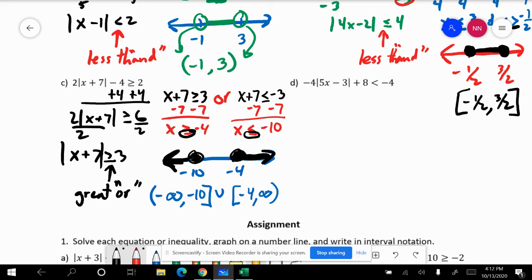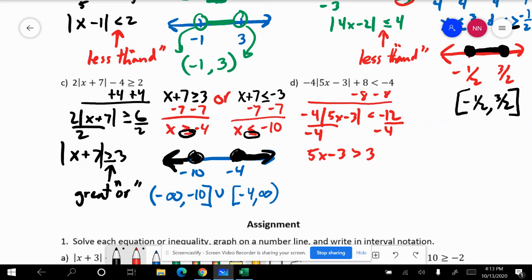Now, looking at our last one, our first step is we're going to subtract the 8. Then we're going to divide it by negative 4. And we get 5x minus 3 is greater than 3. Now, remember, when we divide by a negative, we flip the inequality.